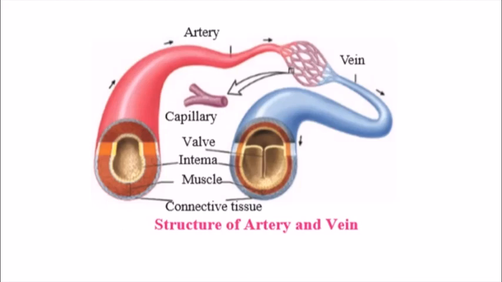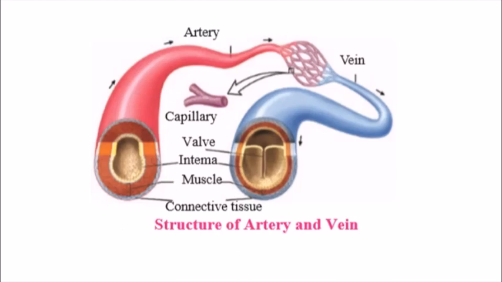Next we have veins. Veins carry the blood towards the heart. Arteries carry blood away from the heart, veins carry blood towards the heart from the various parts of the body, and that is why they are called veins. All the veins transport deoxygenated blood except one which transports oxygenated blood, the pulmonary vein. Most of the veins have a very thin wall.